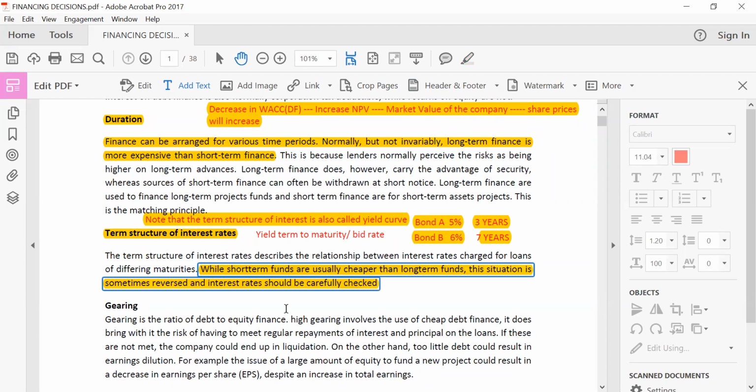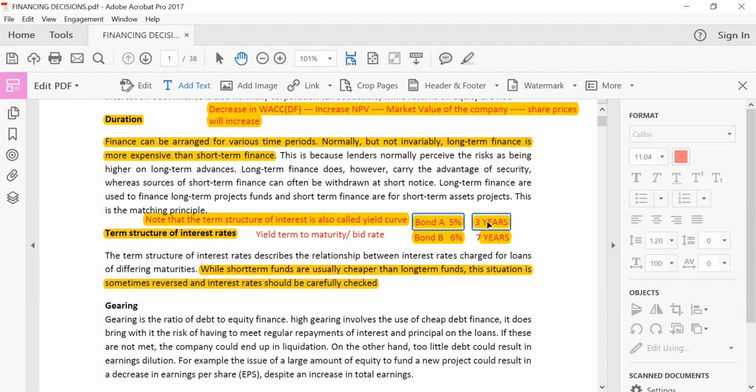We are saying that while short-term funds are usually cheaper than long-term funds, right? Why are we saying this? In the case of a short-term fund, mostly, we tend to make you pay a smaller interest rate. Though it is just like the duration, here we look at the relation between the interest to be paid and the maturity. So if you look at the short-term funds, mostly they are cheaper than long-term.